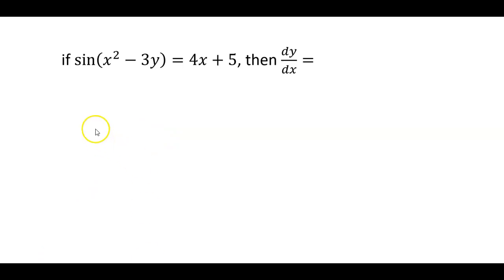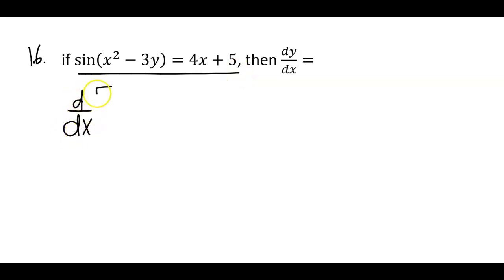But let's go ahead and take a look at the next one here. This is an implicit function. We're on number 16. So here we go. We want to find the derivative of this, and it's an implicit function. So to do that, we start off like this.